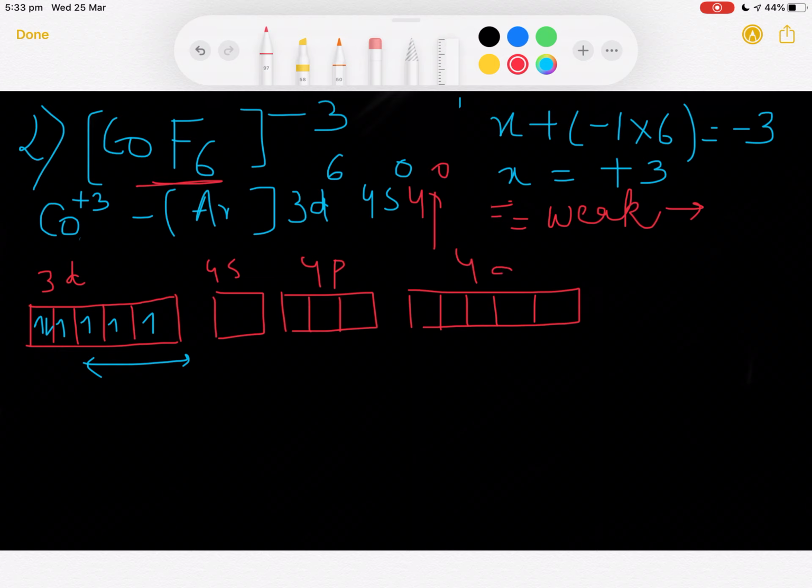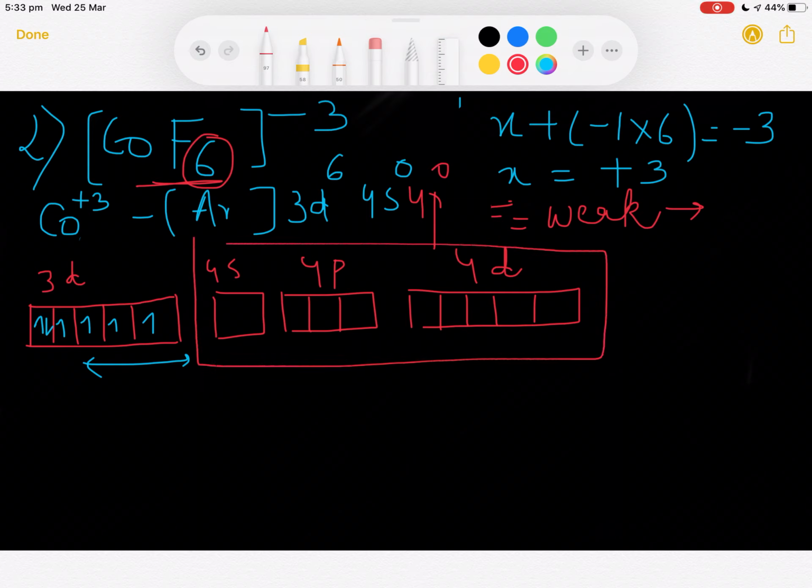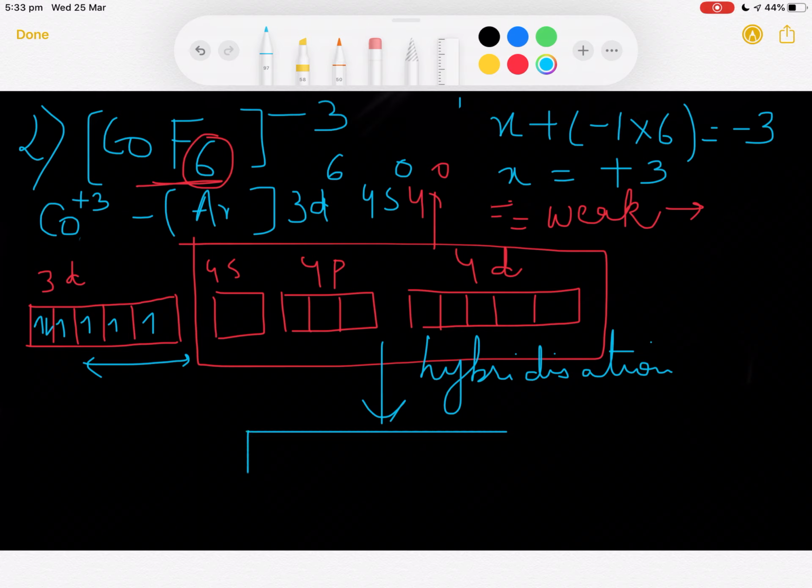Fine, this is the 4d orbital. So now I have a set of ns, np and nd orbitals participating in the process of hybridization. Again, how many orbitals should participate? Again, it depends upon the coordination number. So it's 6. Obviously, these 6 will hybridize together, and once they hybridize, you form 6 hybrid orbitals.